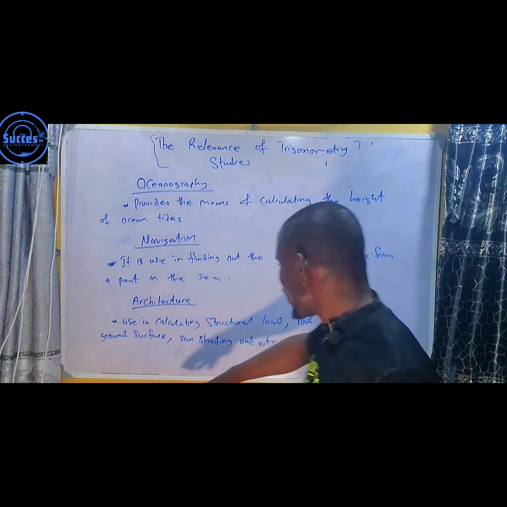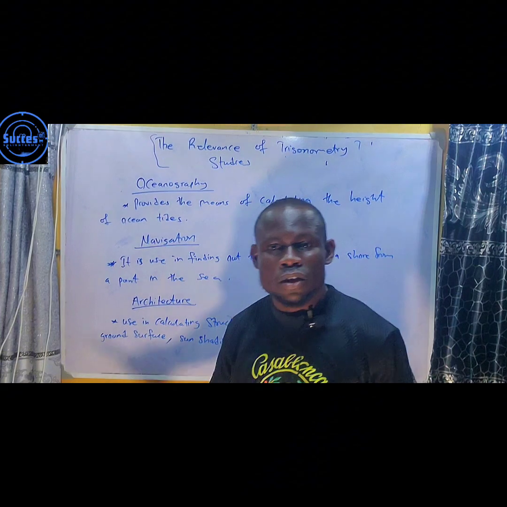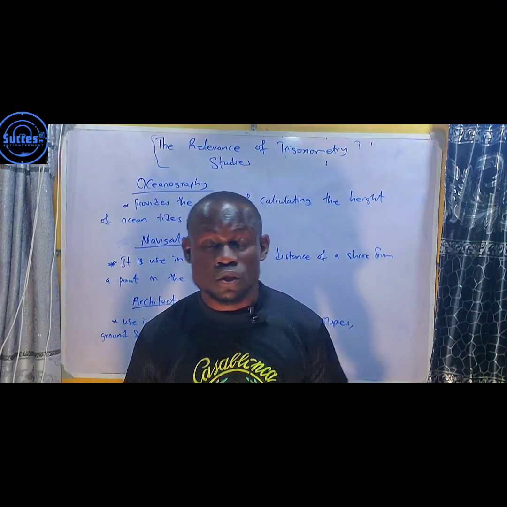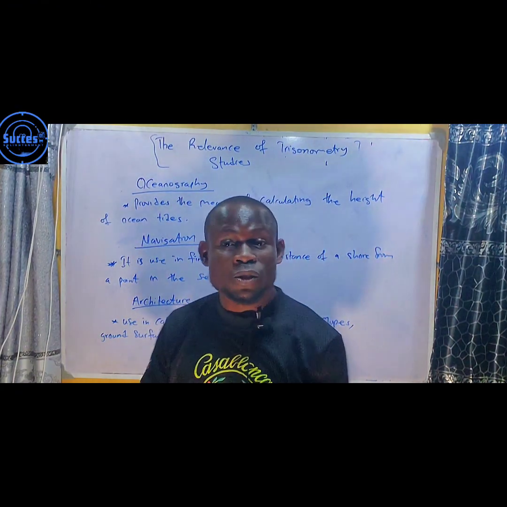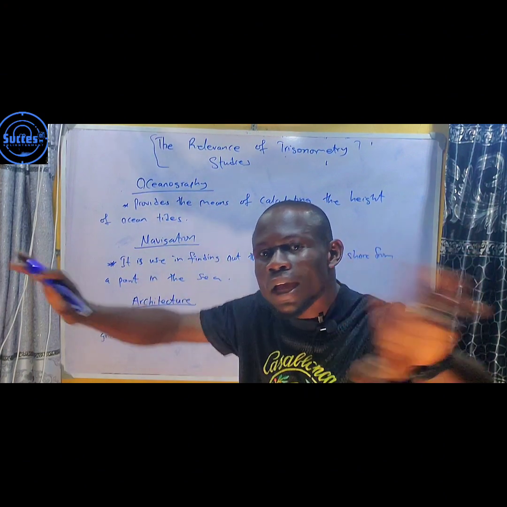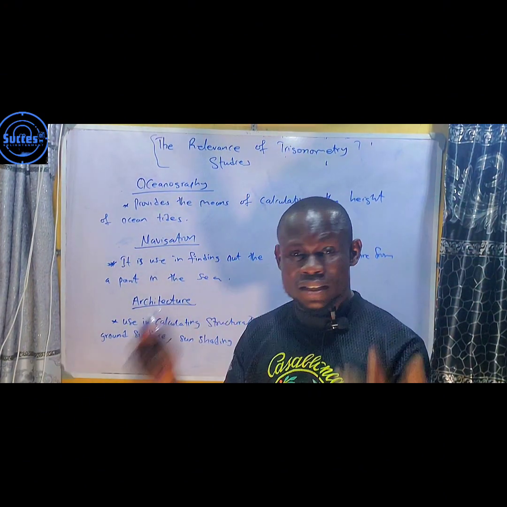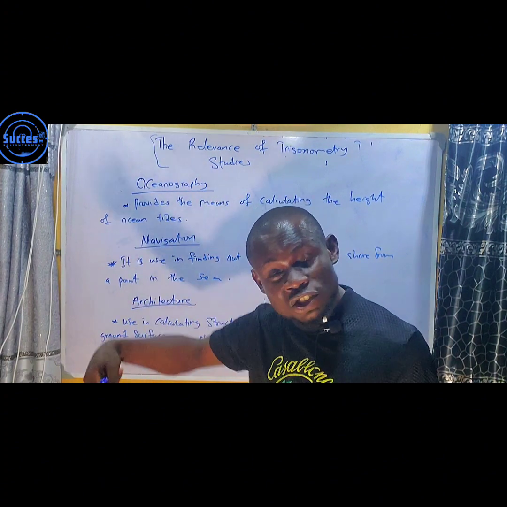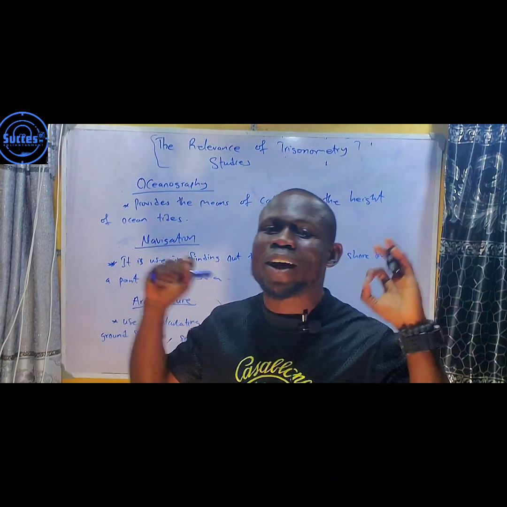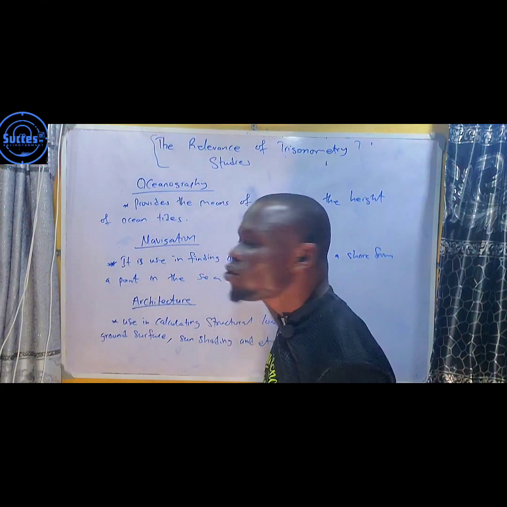Ground surface, sun shading, and so on. Most of the parking lots you've seen, you have to stay somewhere, and the sun is hitting everywhere, but where you are, you are still covered. Some are made unintelligently so that even the sun will still be entering. That's because they don't factor in some things that trigonometrists have actually taught.